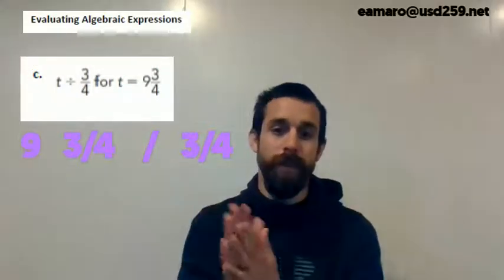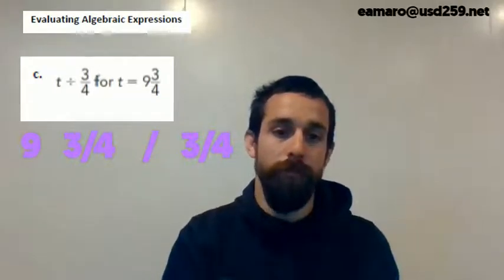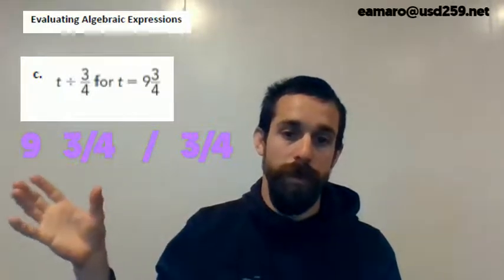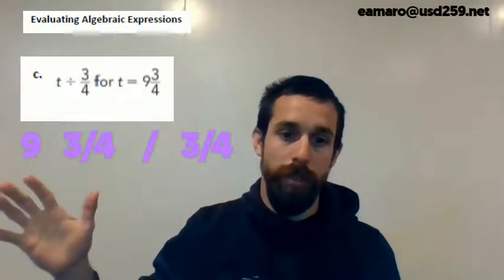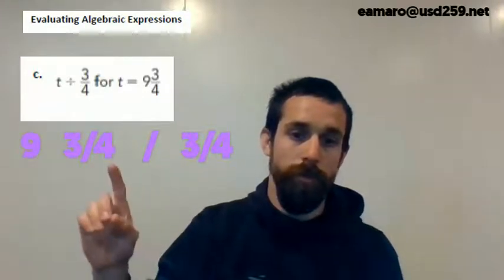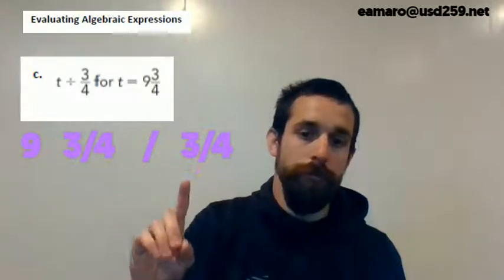Because they're fractions, it makes it a little more complicated, but we can handle this. So 9 3/4 divided by 3/4. What we're going to do is take this 9 3/4 and make it into an improper fraction. And then instead of dividing by a fraction, we're going to multiply by the inverse of 3/4.